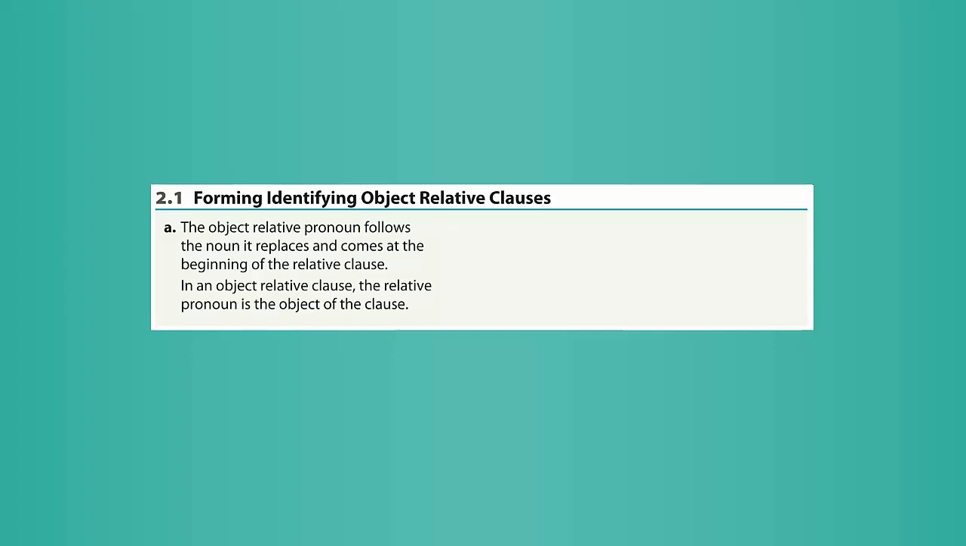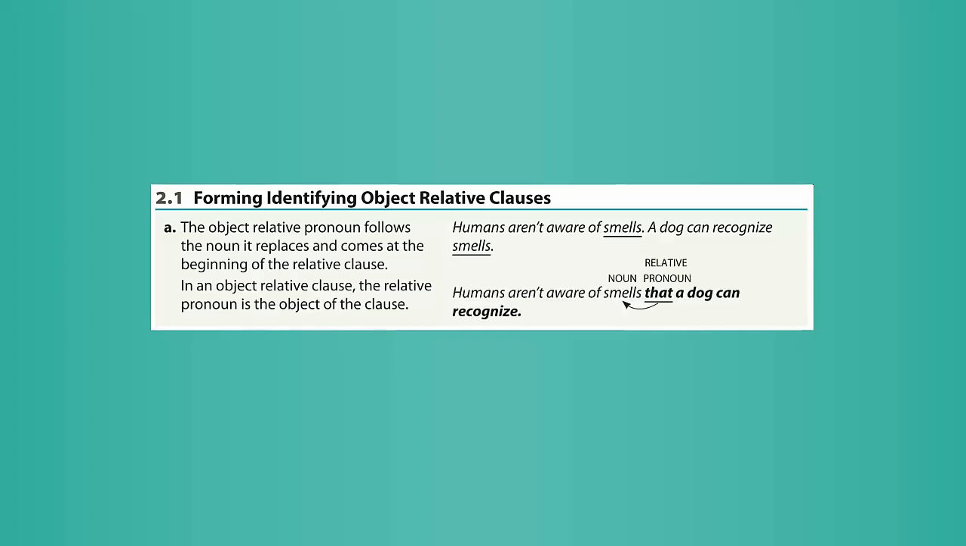The object-relative pronoun follows the noun it replaces and comes at the beginning of the relative clause. In an object-relative clause, the relative pronoun is the object of the clause. For example, humans aren't aware of smells. A dog can recognize smells. Here we can see the word smells appear twice, so we can replace one with a relative pronoun. So we have: humans aren't aware of smells that a dog can recognize.